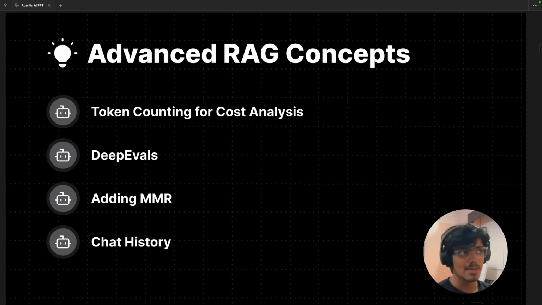The second is DeepEval, where we are going to add some evaluations. We are going to perform evaluations. So what are evaluations, why do them, why are they important for a RAG application, we are going to see that. The third is adding MMR.